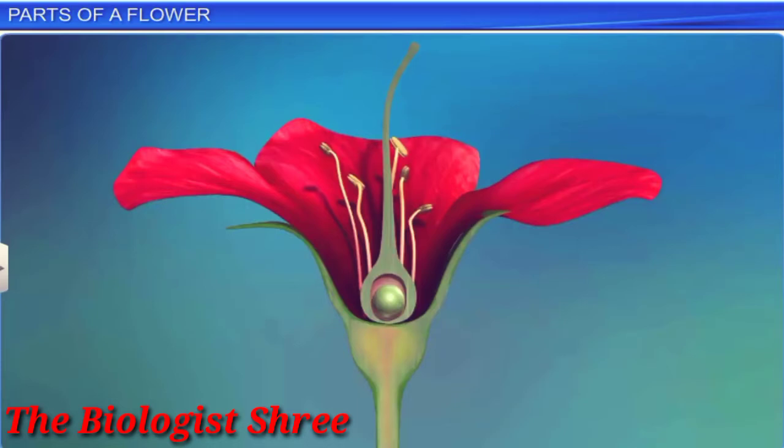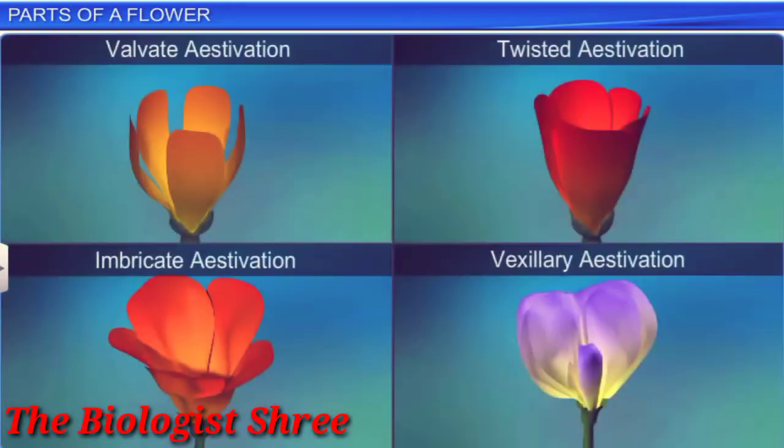The positional arrangement of the sepals and petals with respect to other members of the same whorl within a flower bud is called aestivation. Aestivation is of many types. However, the main ones are valvate, twisted, imbricate, and vexillary.